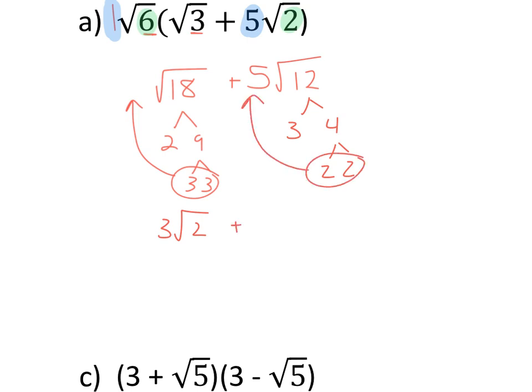2 times 5 is 10. And then I have the 3 left over. Now I can't add these together because I have a 2 and a 3. So this is your final answer right here.